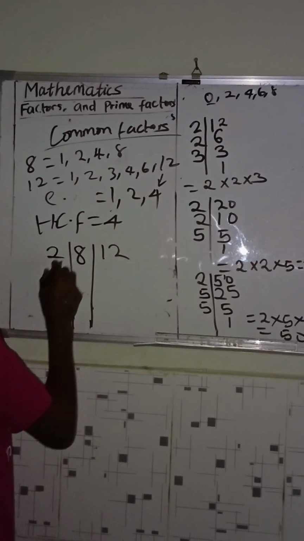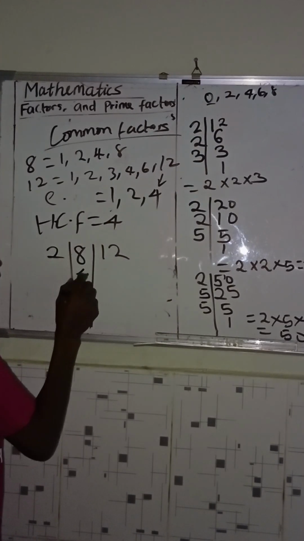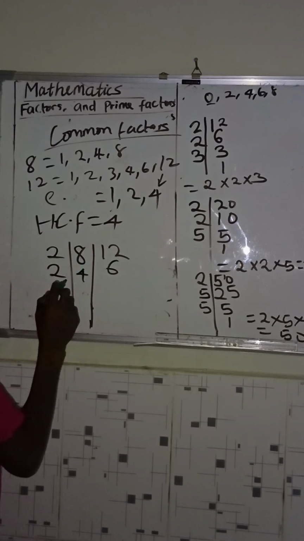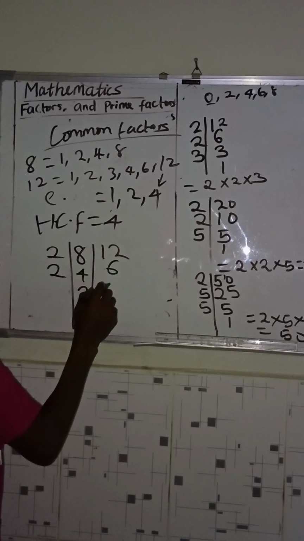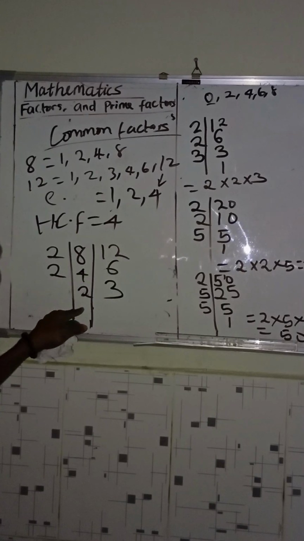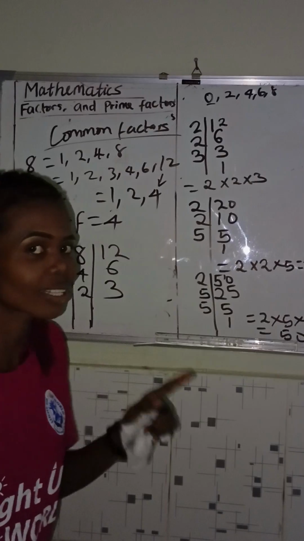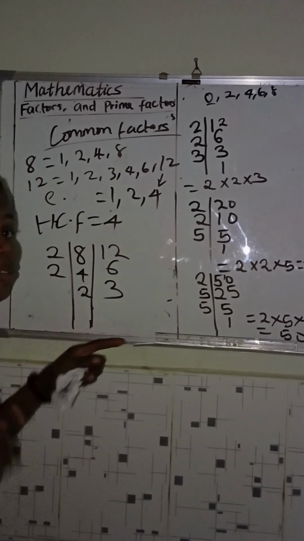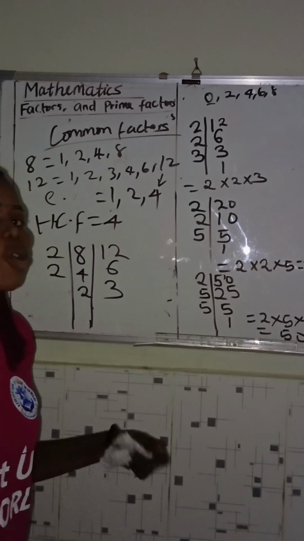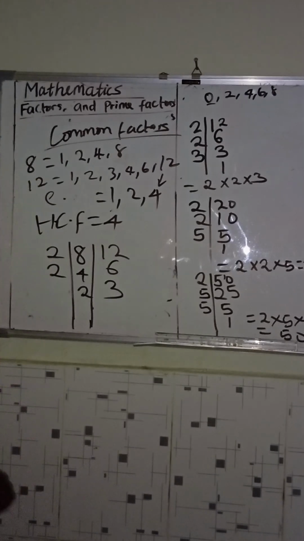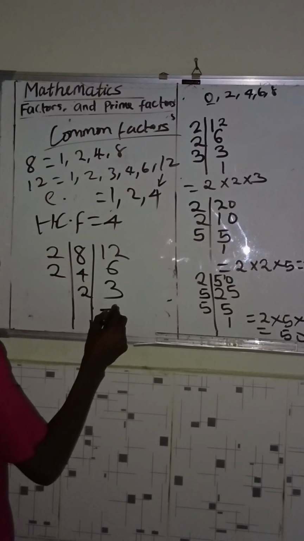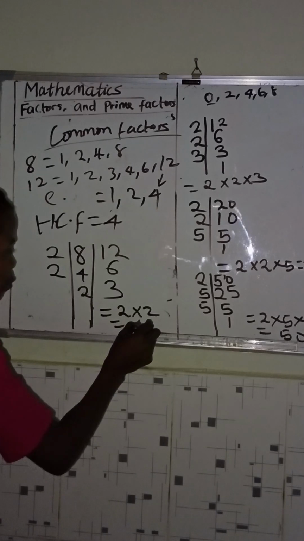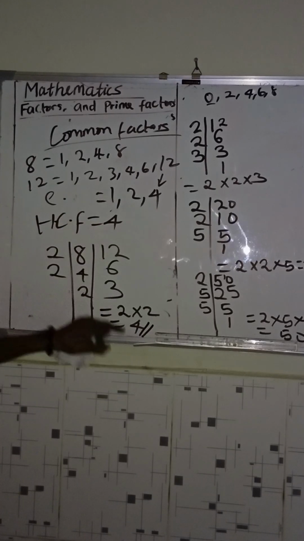So of course 2 can go, right? 2 in 8, 4, 2 in 12, 6. Of course 2 can go again. 2 in 4, 2. 2 in 6, 3. Now we have 2 and 3 here. Nothing else can go in both of them apart from 1. And we're not going to use 1, all right? So what we have is 2 multiplied by 2 equals what? 4. And that's it. If you check properly, what we get here is the same thing we got here.